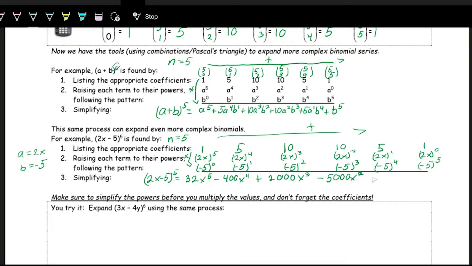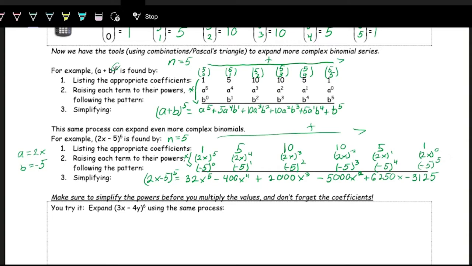And then the next one here, it's 5 times 2 times negative 5 to the fourth power, which all ends up putting in the calculator 6,250. And the power on the x is 1. And this last one here, the 2x to the 0 is just 1. So this is 1 times 1, which is all 1, times negative 5 to the fifth power. Negative 5 to the fifth power is negative 3,125. So this is the binomial expansion of 2x minus 5 to the fifth.